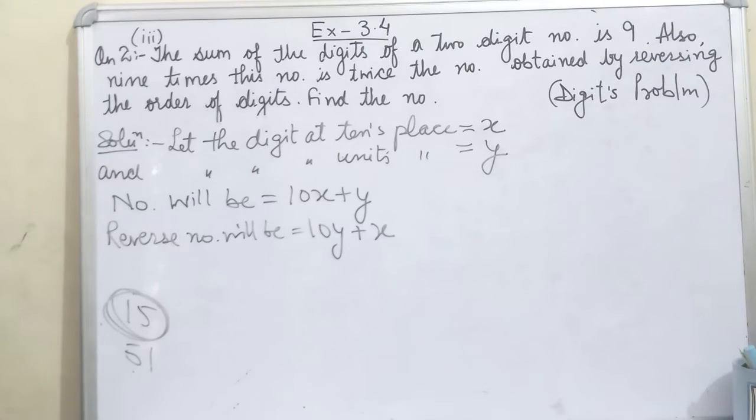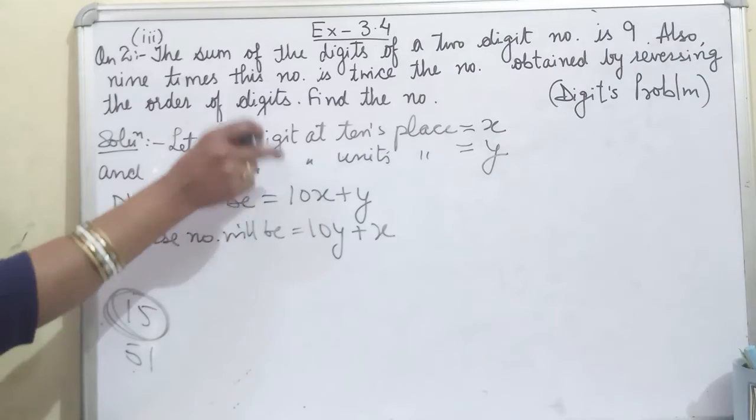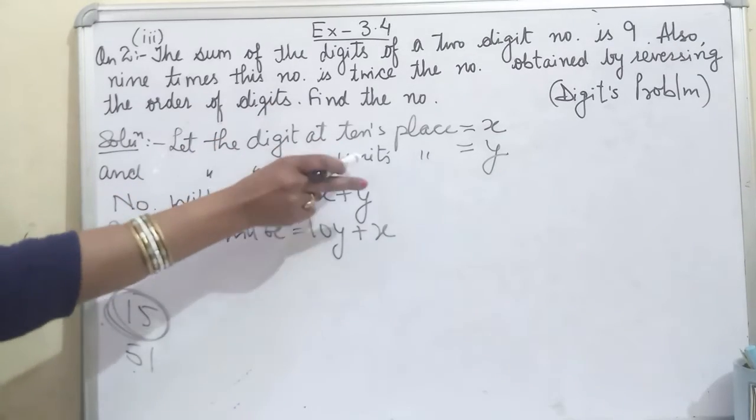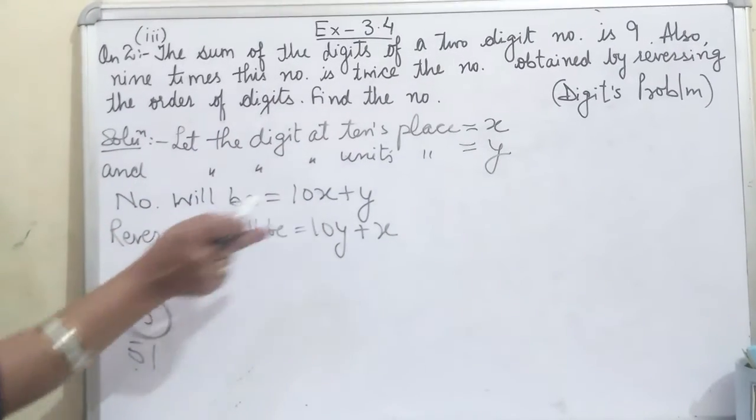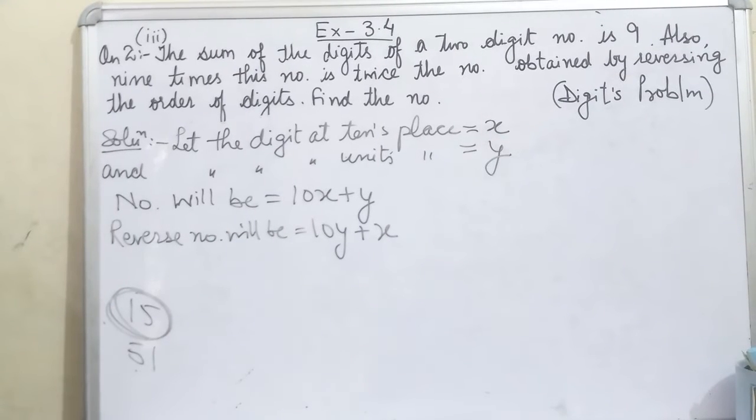So for solving these kinds of questions, we should have these four things: the digit at tens place, the digit at unit place, what will be the number, what will be the reverse number. After getting all these things, you just have to apply the condition.